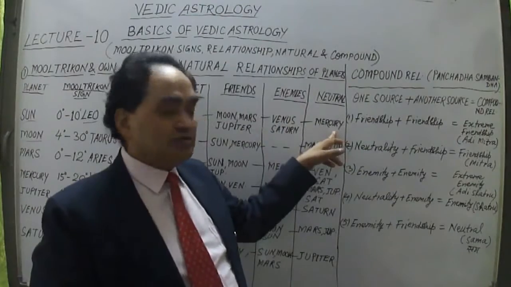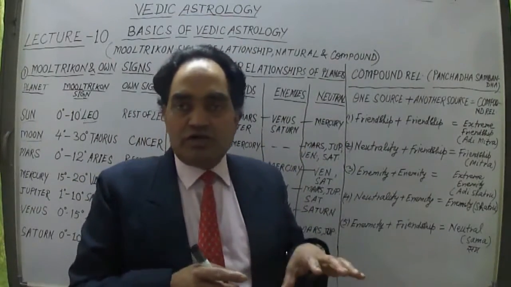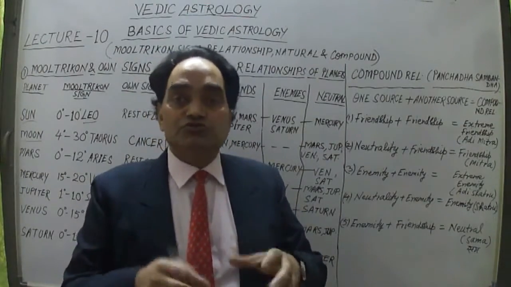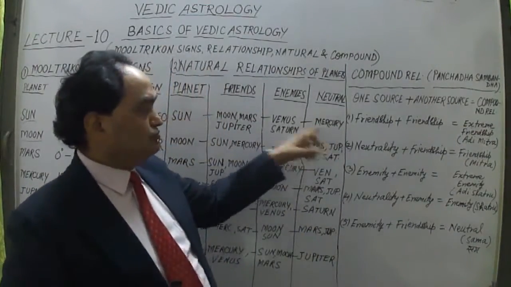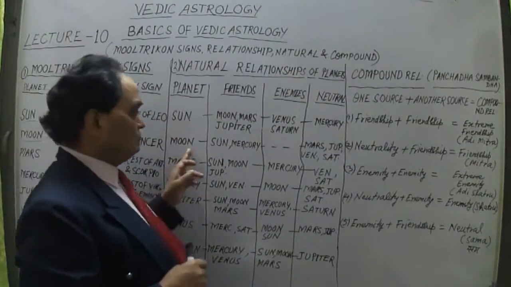Mercury is neutral to Sun. Mercury is no enemy, no friend to Sun, but neutral. Okay, this is about Sun. Now about Moon. Let me take Moon.